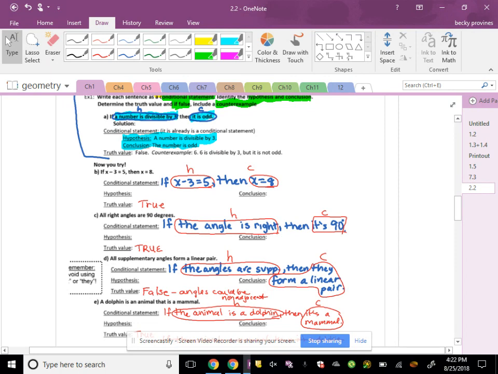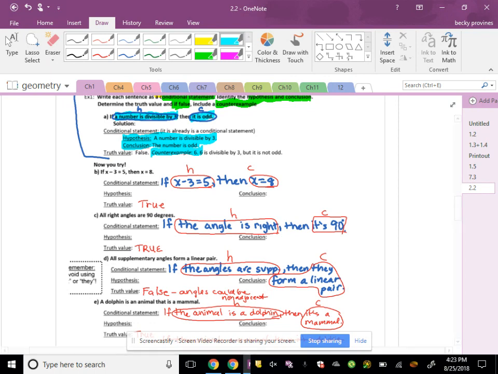Now your counterexample. If a number is divisible by 3, then it is odd. Can you ever prove that wrong? And they did here. They said the counterexample is 6, because it is divisible by 3, but it is not odd. Are there other examples? Sure. What about 12? Is 12 divisible by 3? But it's even. It's not odd. So there's always more than one counterexample.